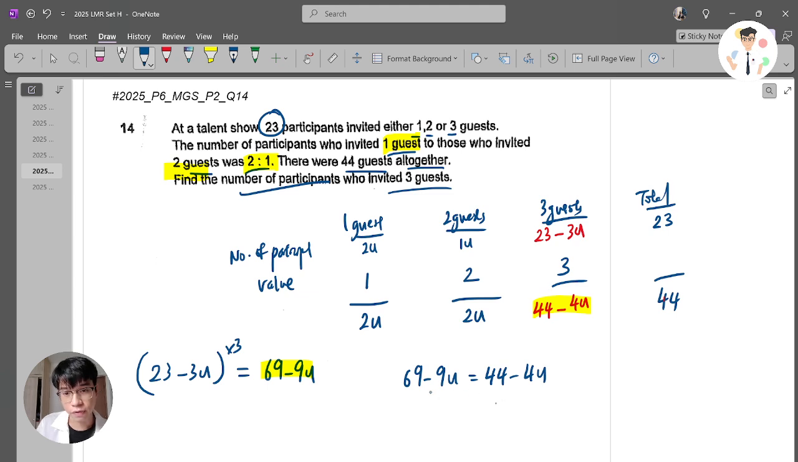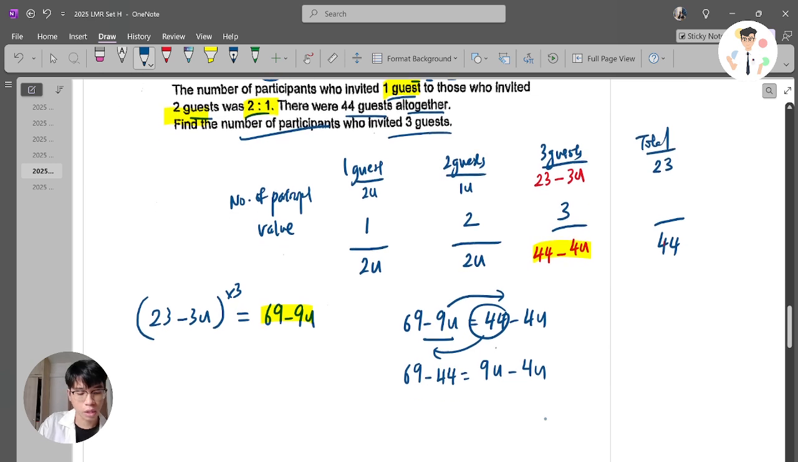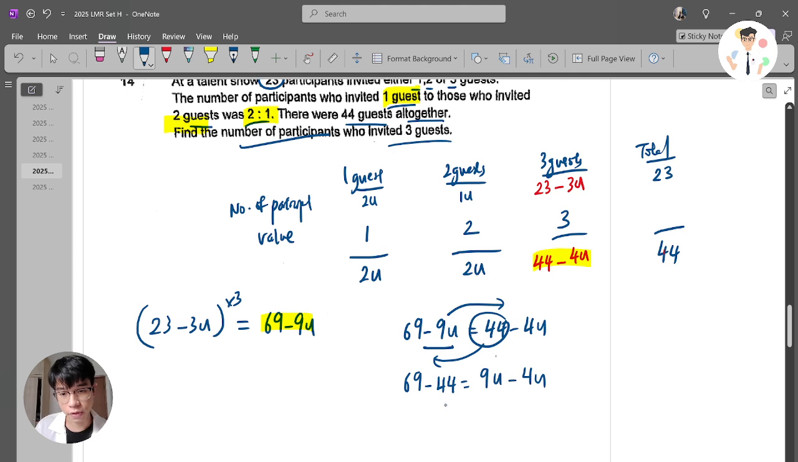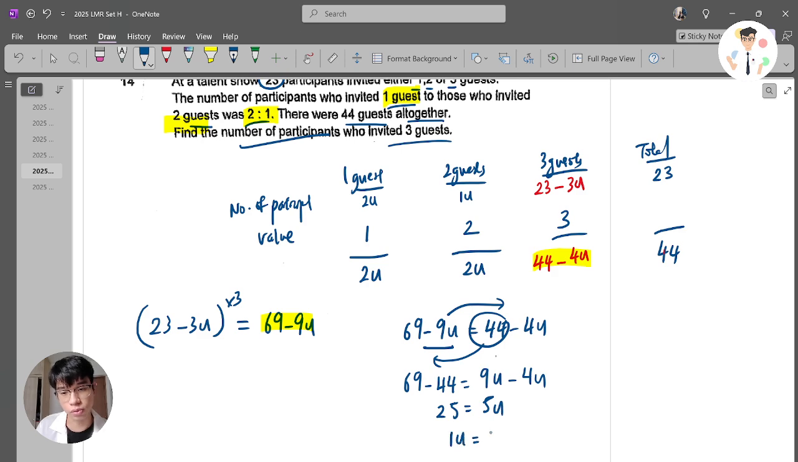So let me move minus 9u to that side, move 44 to this side. So 69 minus 44 equals, move that side, 9u minus 4u. So 69 minus 44 is 25. 9u minus 4u is 5u. So 1u is equal to 5. Okay? Yeah, and now find the number of participants who invited 3 guests.